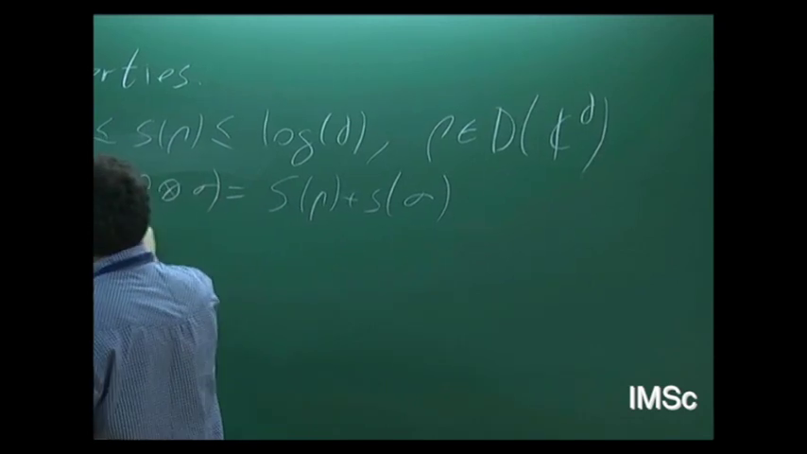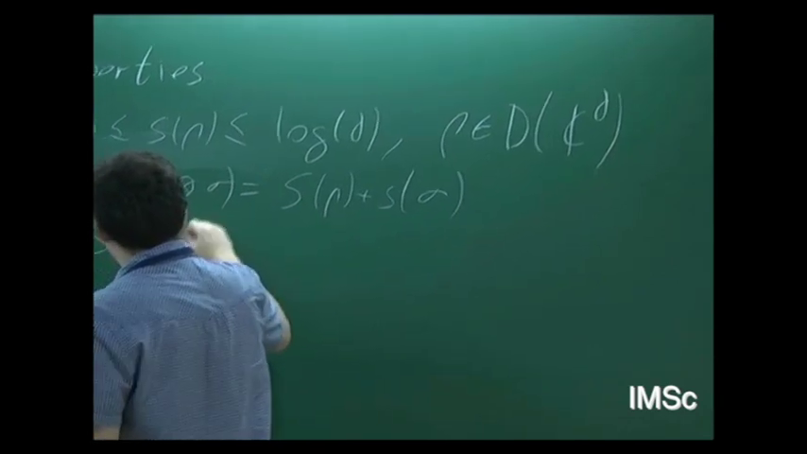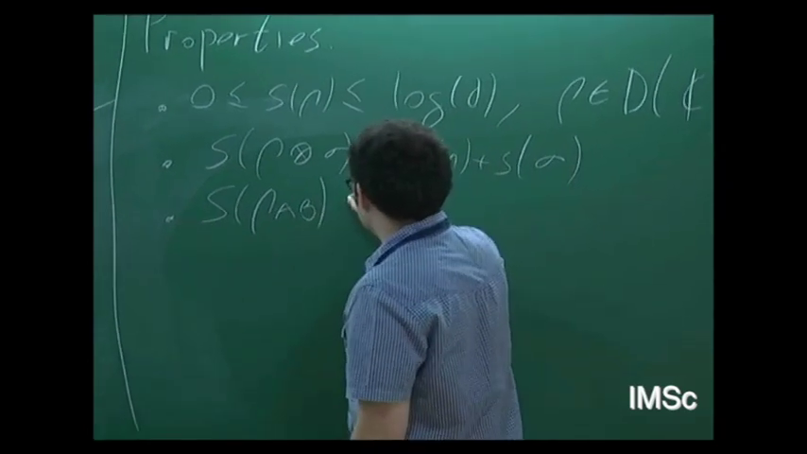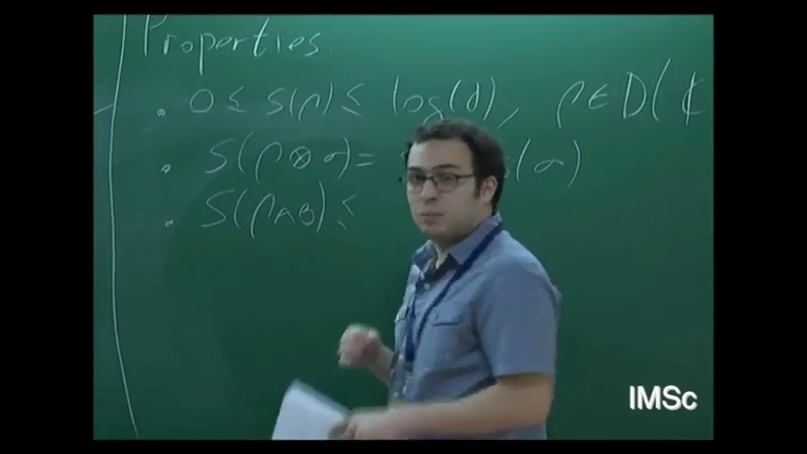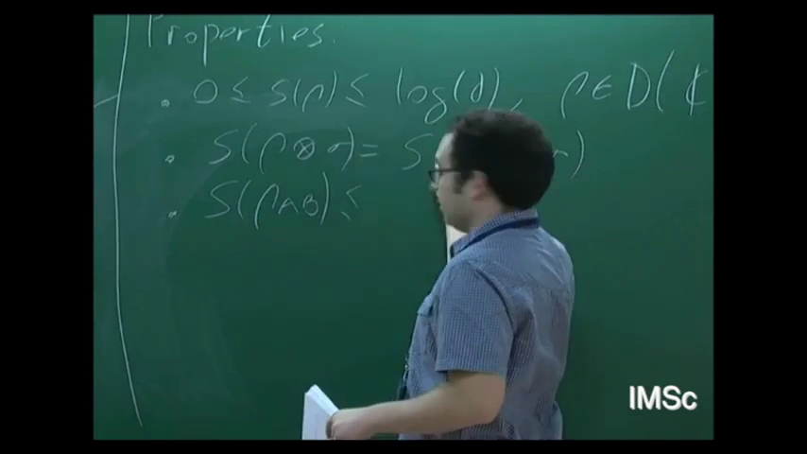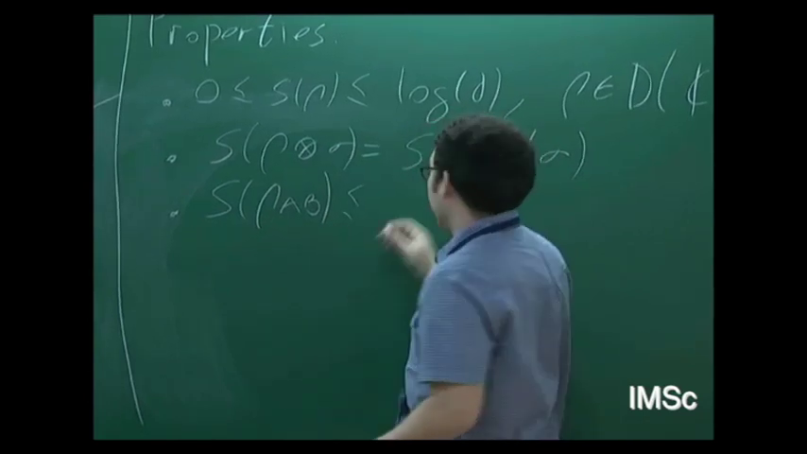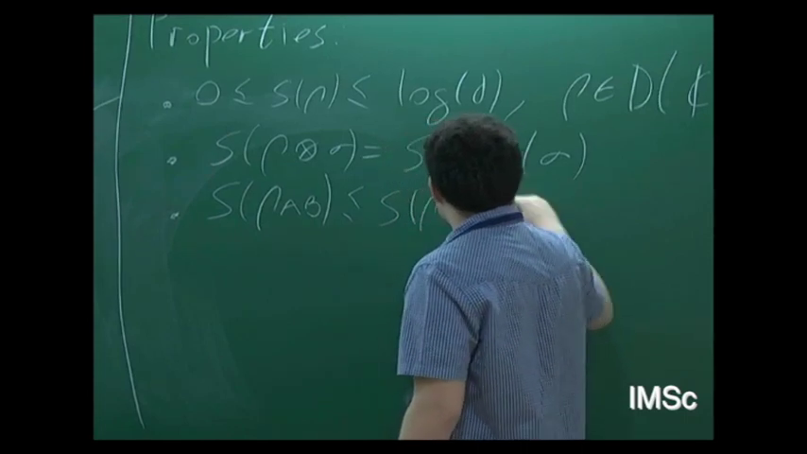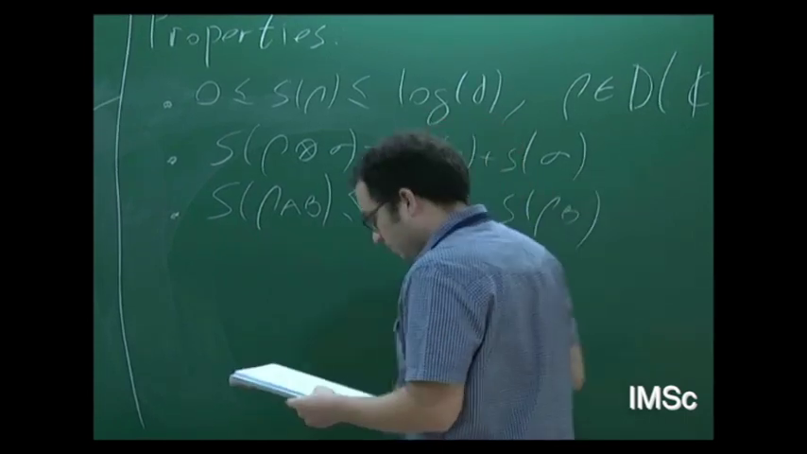If we have now a correlated quantum state on AB, it can be any mixed state on AB, the entropy is what we call subadditive. So on a tensor product, it is additive, but when we have correlations between A and B, the entropy is always smaller than the entropy of rho A plus the entropy of rho B.